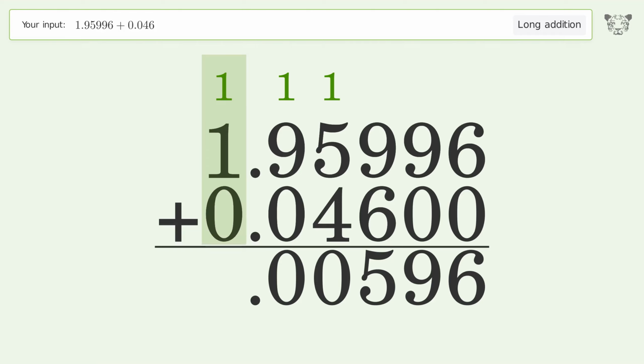1 plus 1 plus 0 equals 2. And so the final result is 2.00596.